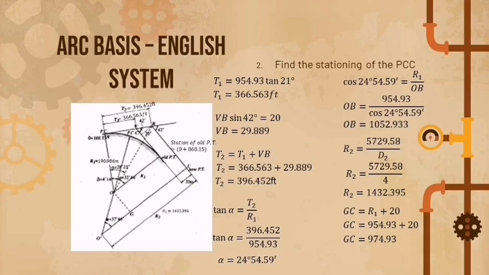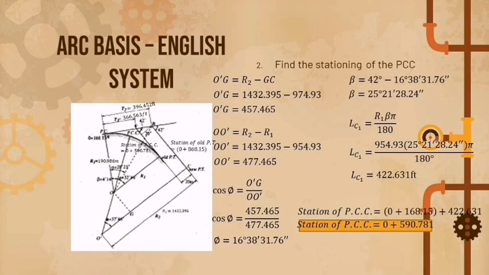And so for the R2 or the radius 2, again the formula is different because we are using the English system Arc Basis: 5,729.58 over the degree 2, which is 4. So if we divide them, we will get the answer of 1,432.395. And for the GC equals R1 plus 20, and R1 is 954.93 plus 20 equals 974.93, and that's the value of our GC.